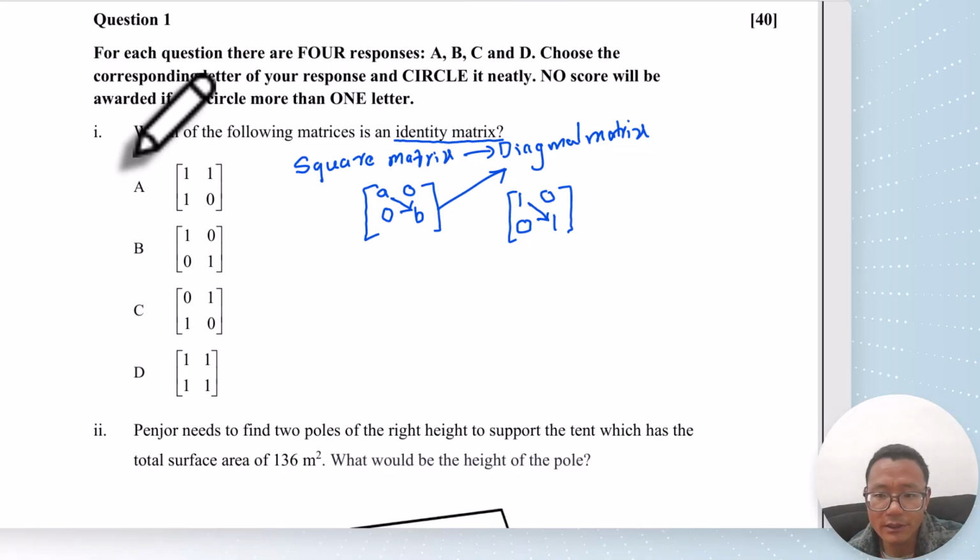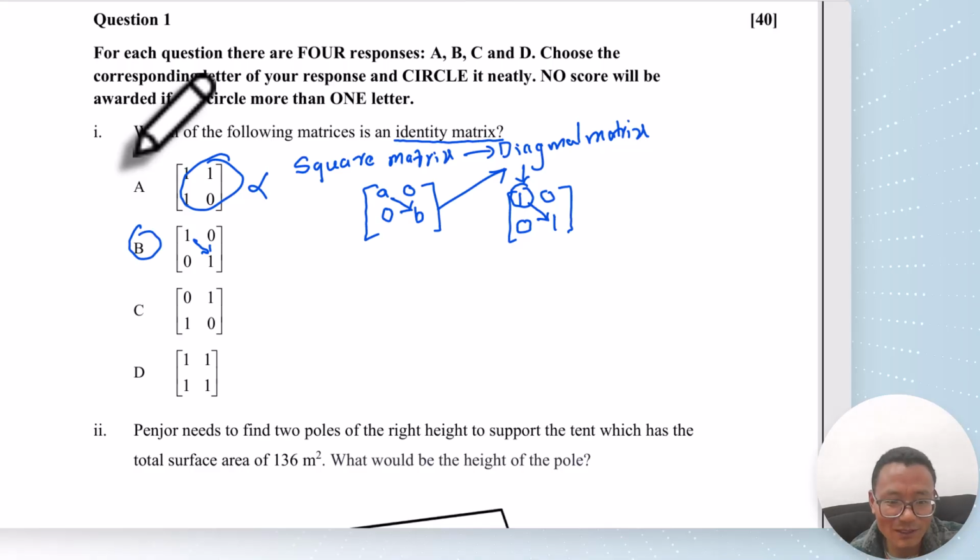You have to remember that the first element we call the leading element, and a leading element must be non-zero. There's a high chance that you may get confused with other types of matrices. The first version is definitely not a diagonal matrix, so it is not the correct answer. In the next one you can see the starting element is 1 and the diagonal elements are 1, the other elements are 0, and I think this is the correct answer.